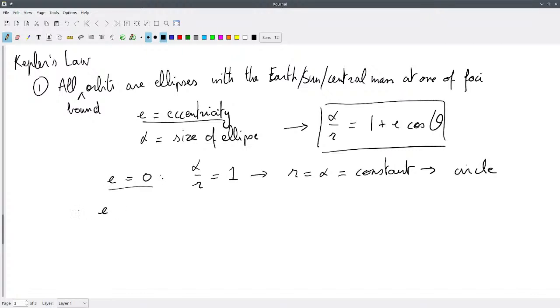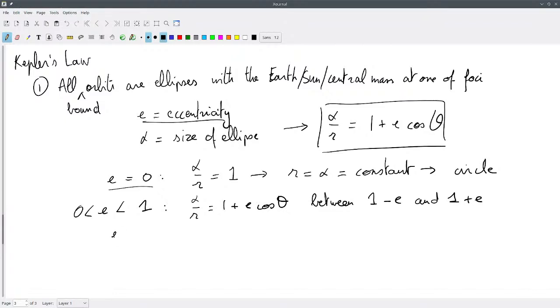When the eccentricity is between 0 and 1, we get an ellipse. So now in this case, alpha over r is 1 plus e cosine theta. So that will be between 1 minus e and 1 plus e. In the case of 1 minus e, that's when the radius is largest. In the case of 1 plus e, the radius is smallest. But the radius is always a finite number related to this parameter alpha.